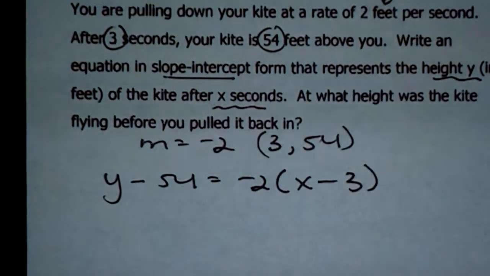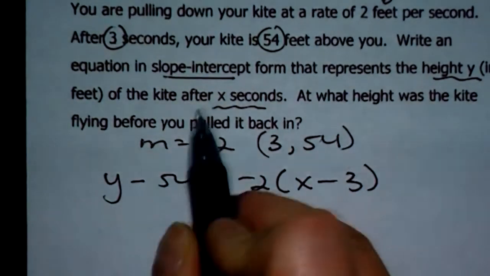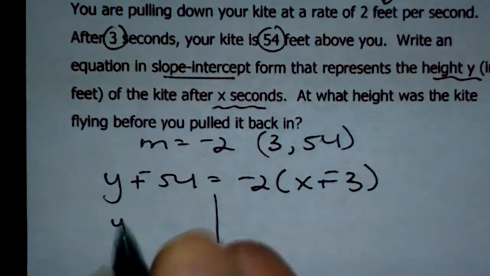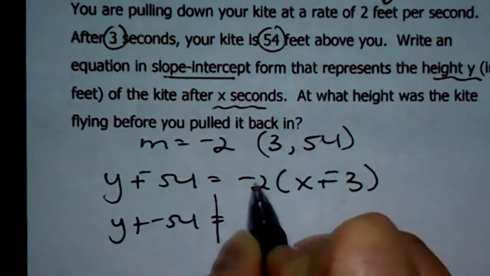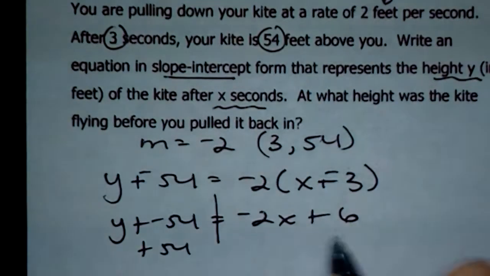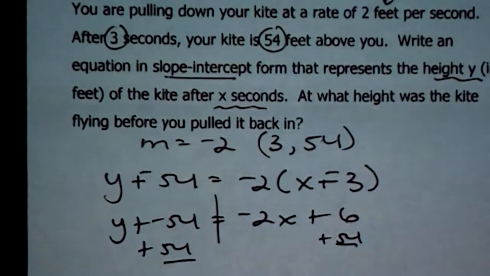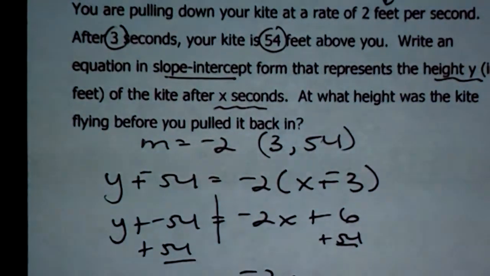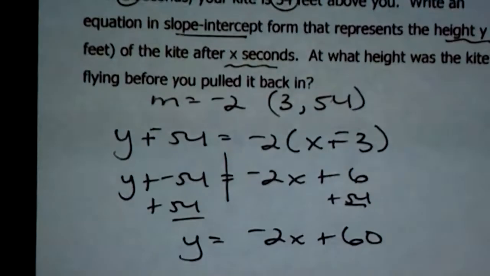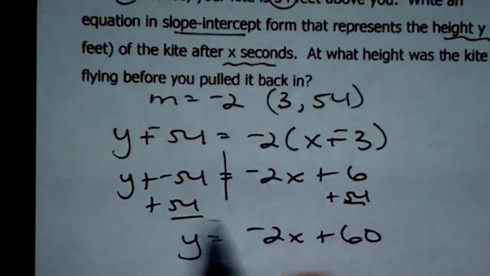And then we can go ahead and rearrange this equation to put it into the slope-intercept form that it asked for. So I'll keep change first. And I'm going to distribute this -2. Now I need that 54 to go away. So y equals -2x plus 6 plus 54 is 60. So that's our equation. We've got that part down, but that's not the end of this problem, is it?